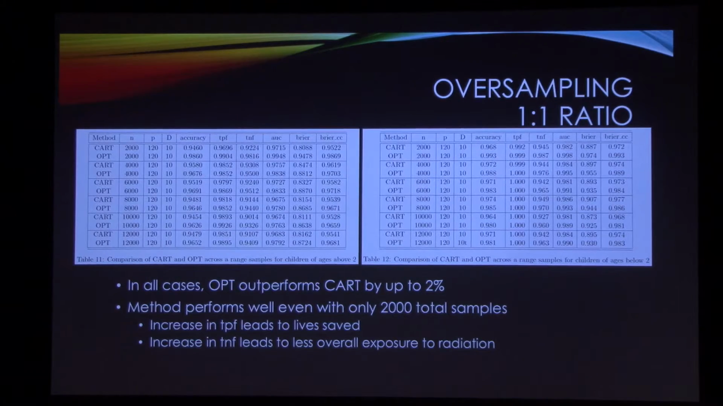So here are 2 tables looking at oversampling with a 1-to-1 ratio. So we had, in the first case over here, 1,000 patients that were at high risk, and 1,000 patients that were low risk. In all cases, our method actually outperforms CART by up to 2%, which is very, very nice. Furthermore, it's important to know that our method performs well even with only 2,000 total samples. And again, this is going back to the synthetic data set where we showed that we can do well even with a small number of patients.